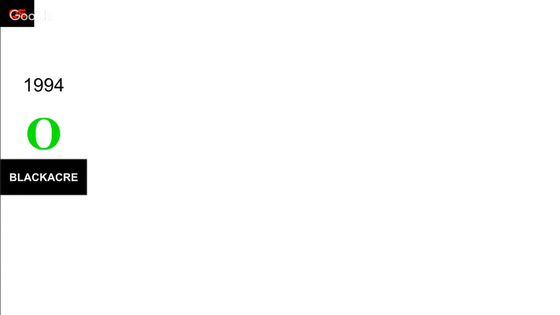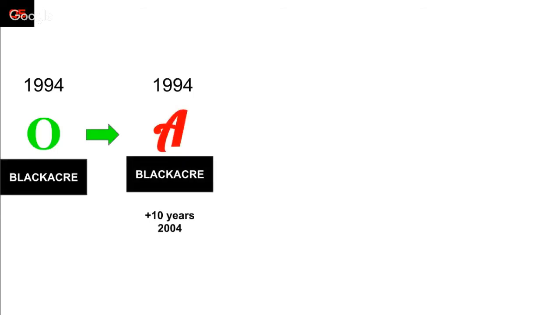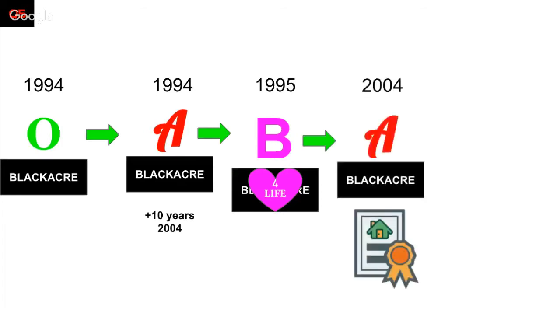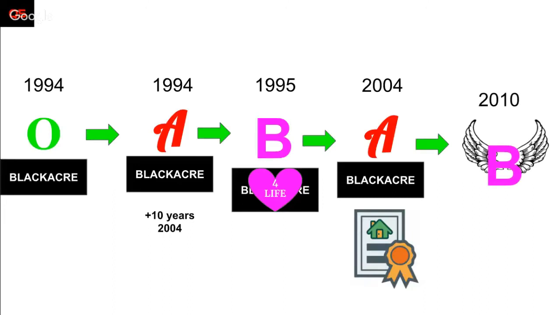In 1994, we know that O owned Blackacre. Well, in 1994, A started adversely possessing against O. So if everything stayed the same, in 10 years, A would own Blackacre in 2004. Then we know O died and left B a life estate, and that occurred in 1995. In 2004, A, having been on the property for 10 years, obtained title to Blackacre. In 2010, B died.